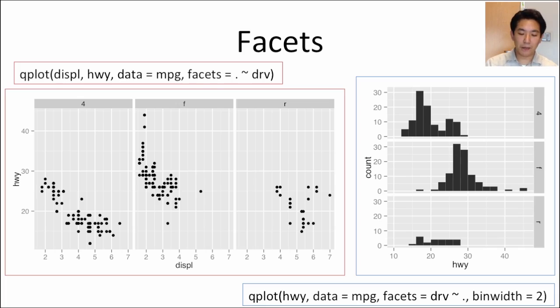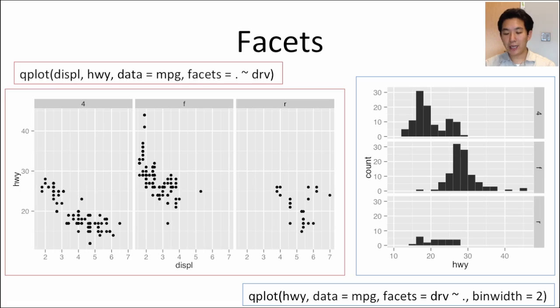Now notice that in the left plot, which is outlined by the red box, there's only one row. And so there's no variable that indicates how many rows there should be in this plot. That's why in the facets argument I have a dot on the left-hand side. On the right-hand side, I've got the DRV variable, which indicates how many columns. Because there are three levels to this DRV variable, there are going to be three columns. And since there's only one row, there's going to be three plots all in a row like that.